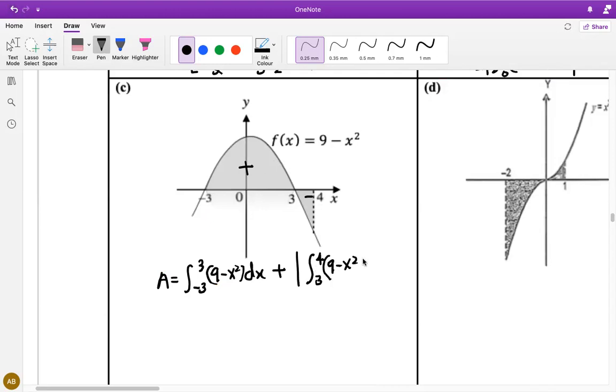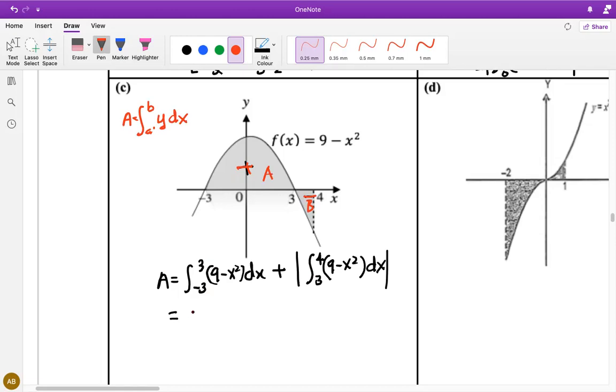Okay. So this is dx. All right. Remember to separate into two. This part is modulus, because this one is negative. This one is positive. So you have to separate into two areas, area A and area B. Remember the formula for area is the integral from a to b of y dx.